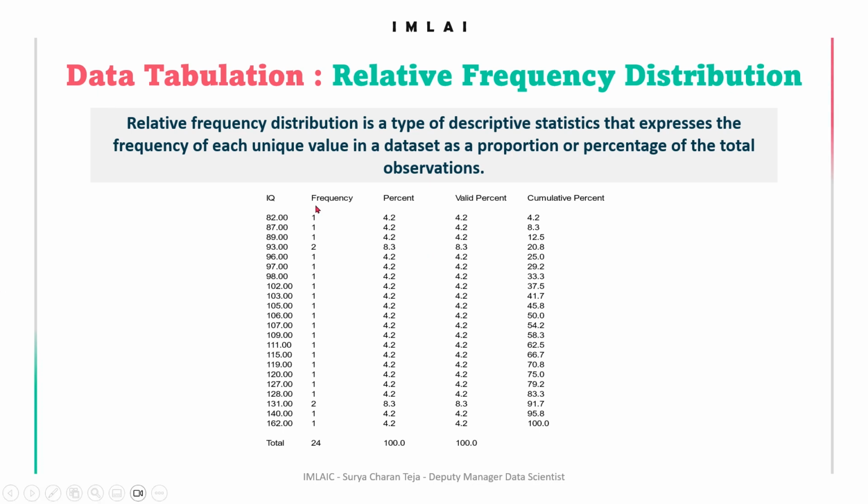Now I want to have a relative frequency distribution. So the frequency is 1, and 1 divided by 24 will give you the percentage, the relative frequency distribution of IQ 82. And similarly 2 divided by 24 will give you the relative frequency distribution of IQ 93.